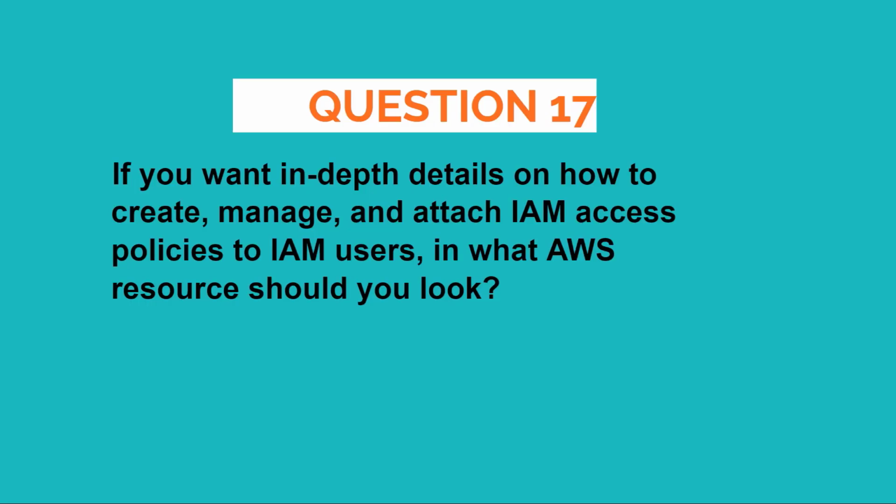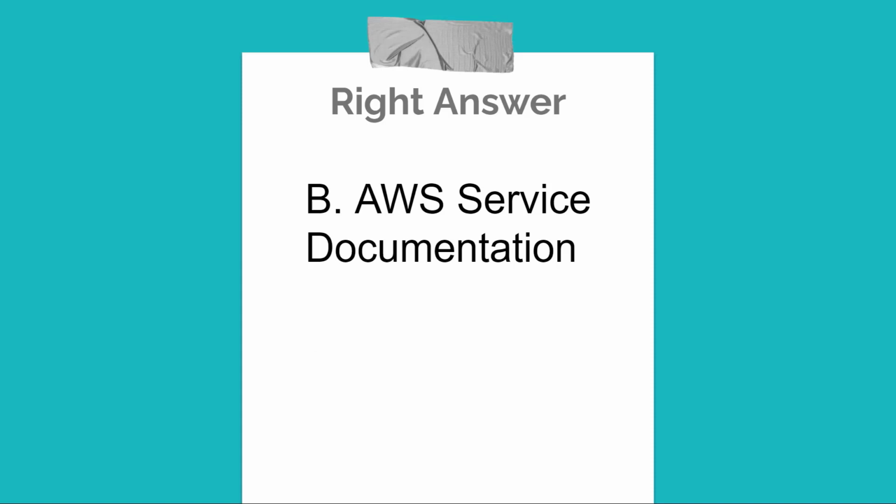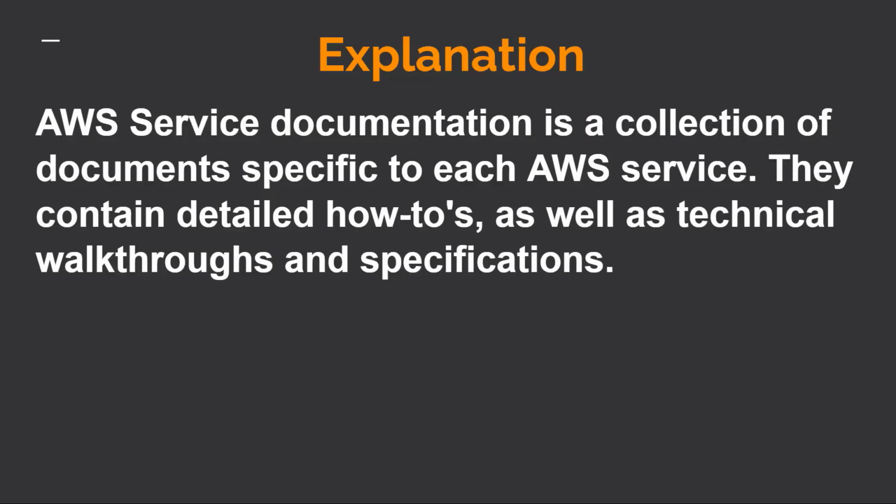Question 10. If you want in-depth details on how to create, manage, and attach IAM access policies to IAM users, in what AWS resource should you look? Option: A. AWS How-to Help section. B. AWS Service Documentation. C. AWS White Papers. D. None of the above. Right answer is B. AWS Service Documentation. Explanation: AWS Service Documentation is a collection of documents specific to each AWS service. They contain detailed how-tos as well as technical walkthroughs and specifications.